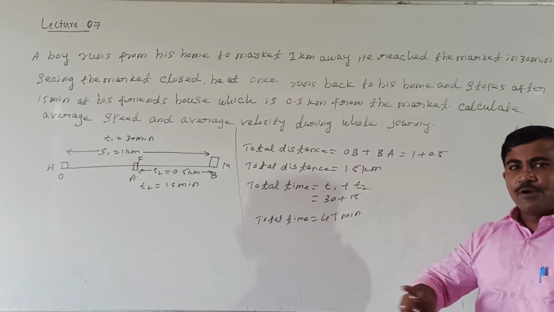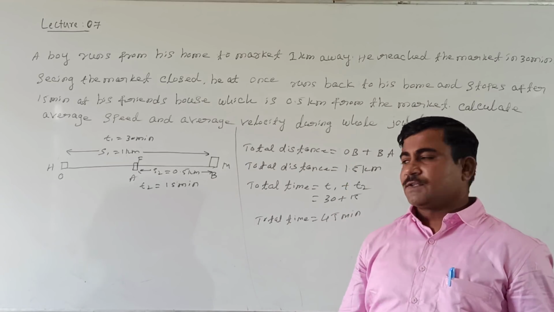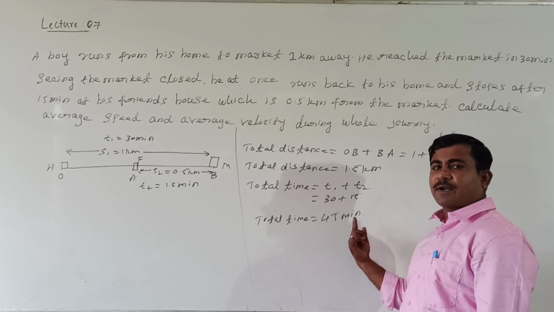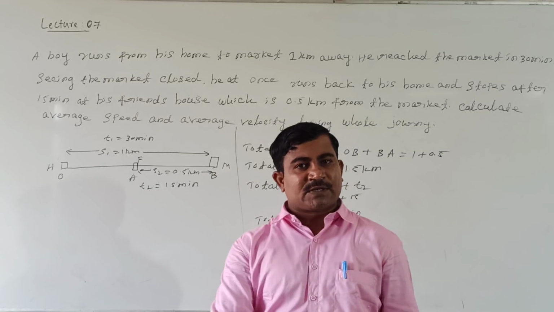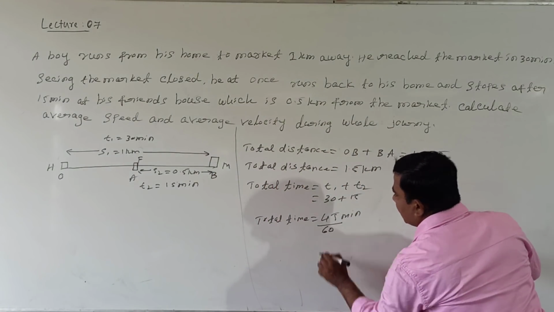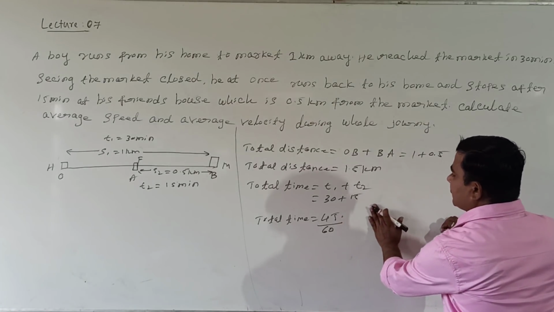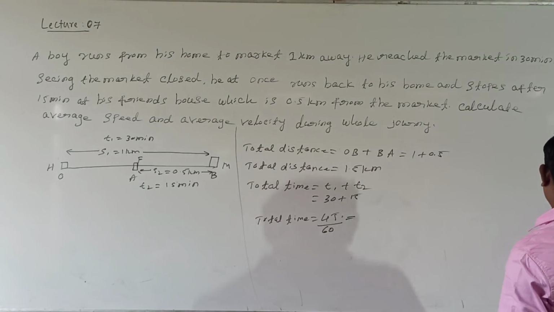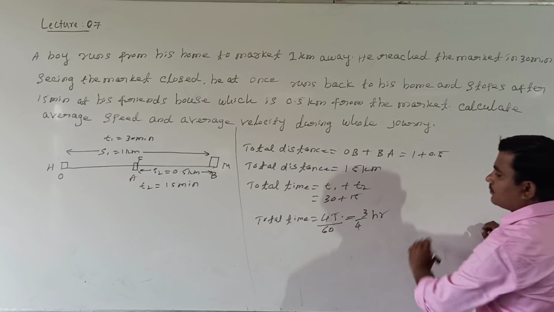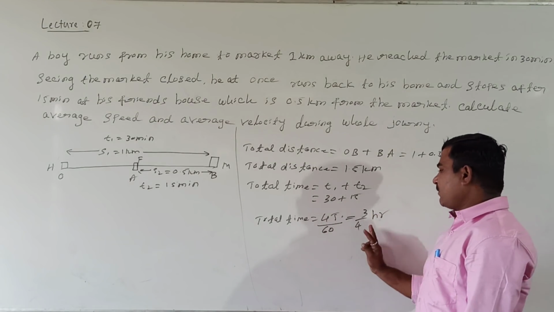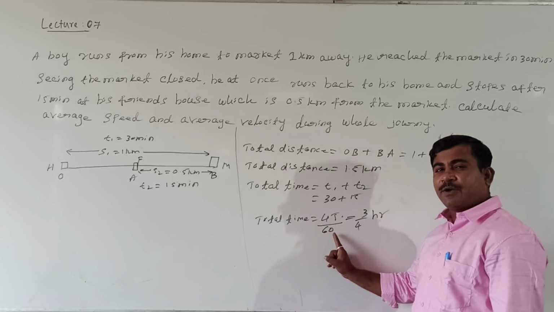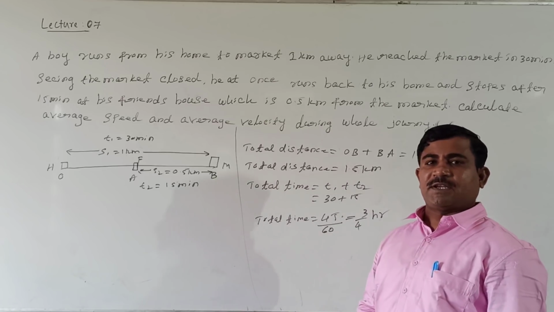It is in minutes. I want to convert it into hours, because distance is in kilometers and time in minutes is not valid. So I will convert this into hours. 45 should be divided by 60 to convert into hours. 45 divided by 60 is nothing but 3 by 4 hour. So total time is 3 by 4 hour.